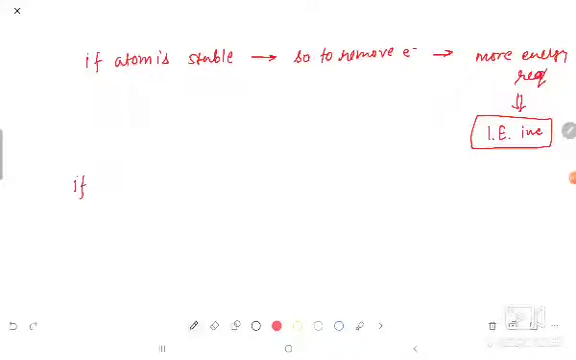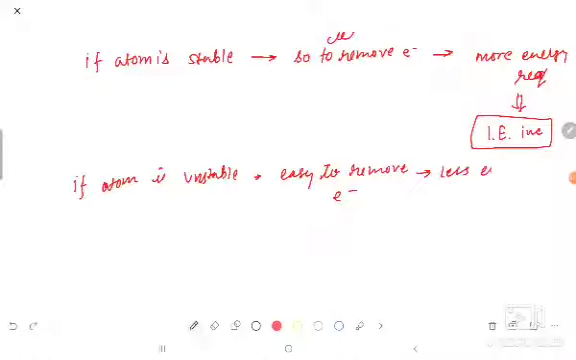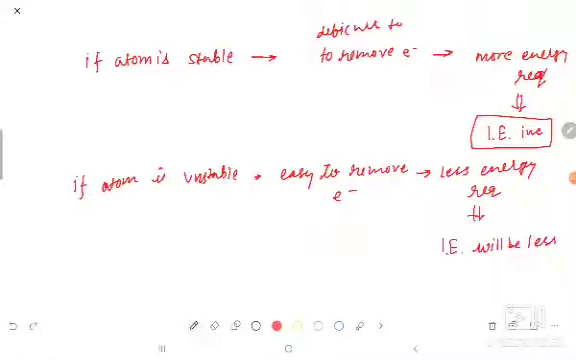The second case: if the atom is unstable, it is easy to remove an electron. So if it is easy to remove an electron, is more energy required or less? Less energy required. Less energy required means IE will be less. Yes or no? So the first case, what you wrote, is difficult to remove an electron. That is the point.